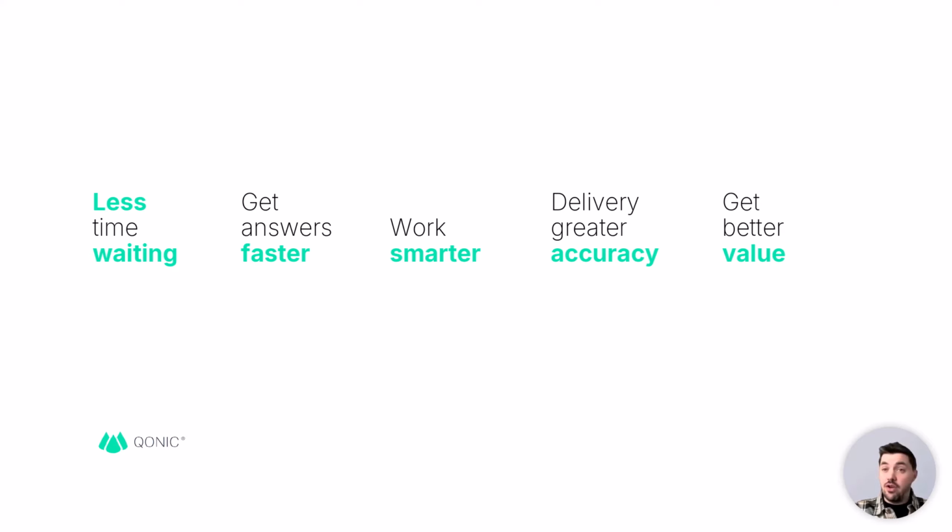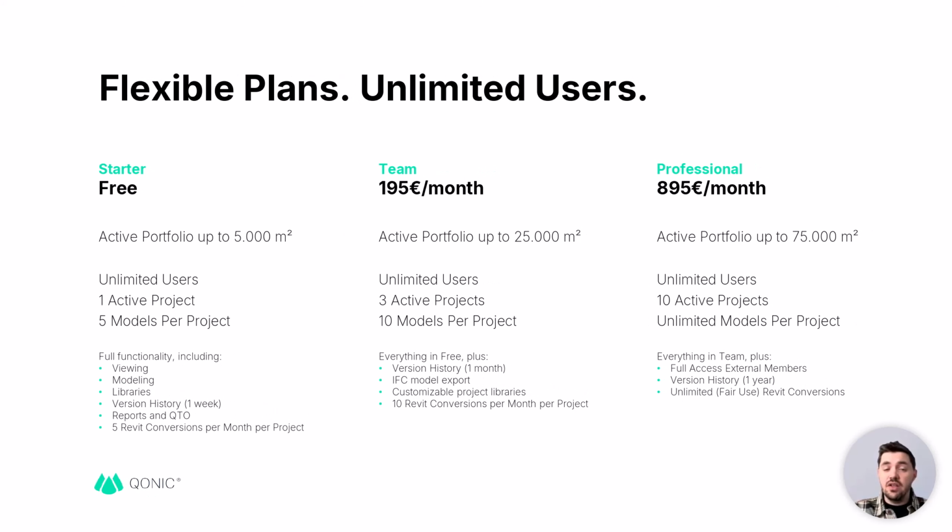But you can also create a brand new project yourself. You can upload your models and you can start using everything you've just seen. At some point, and we hope, you'll want to add another project and another project and another project. And this is where effectively the licensing model for Qonic comes in.